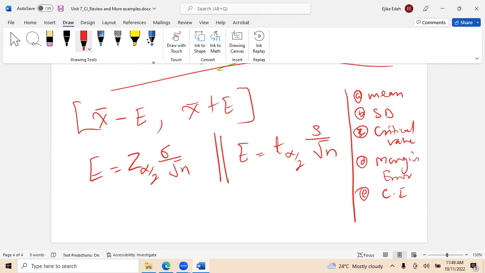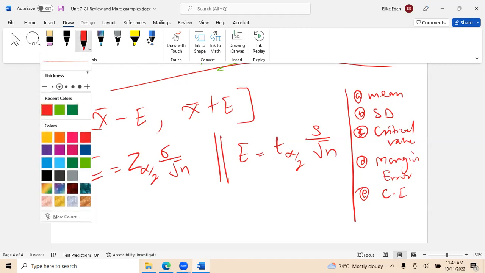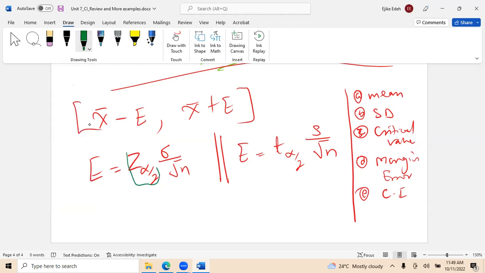Once you get your margin of error, which is made up of the critical value, either Z critical value or T critical value, you multiply by standard deviation divided by square root of n. That is your E. When you get that, you come back and plug it in. Subtract it from the mean, you get the lower band. Add it to the mean, you get the upper band. So that is really that.